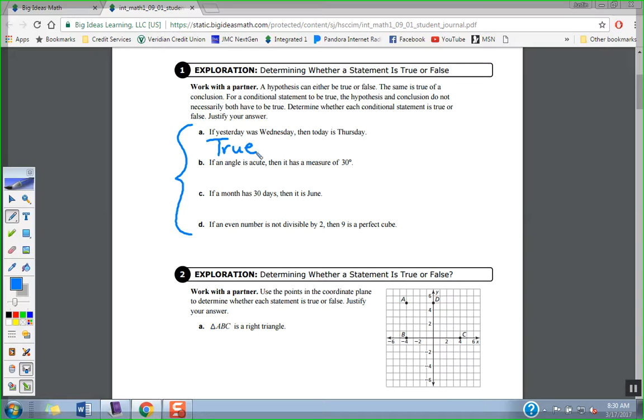Okay, let's talk about the next one. If an angle is acute, then it has a measure of 30 degrees. Could 30 degrees be the acute angle? Yes. Absolutely, but would 30 degrees be the only angle that would be acute to make that true? No. Give me an example of an angle that would still satisfy that if part. 60. 5.